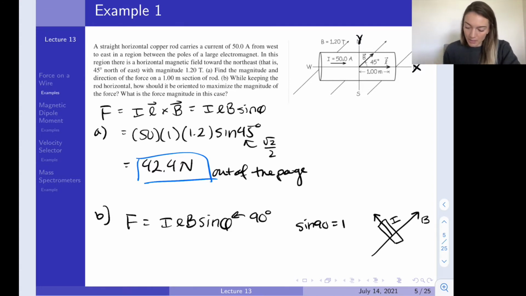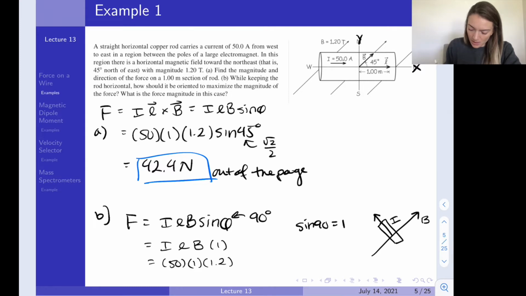And let's just find the magnitude in this case. So here we'll just have ILB, and then the sine of 90 we said was 1. So the current was just 50, the length was 1, the magnetic field was 1.2 Tesla, and then the sine of 90 was 1. So I'll just put sine of 90 there. And this comes out to 60 newtons.